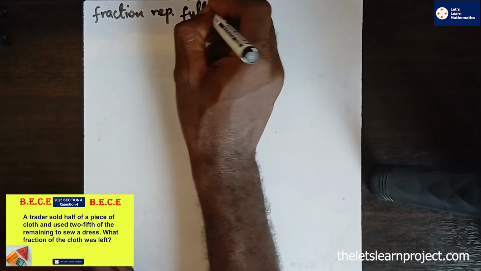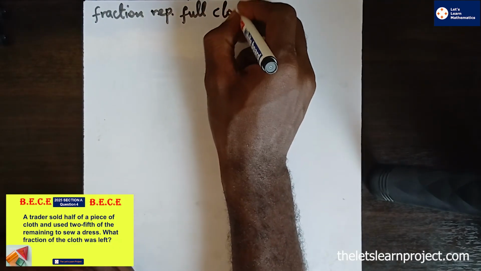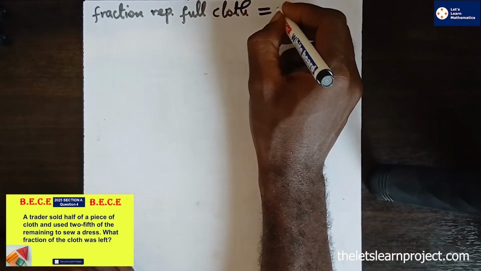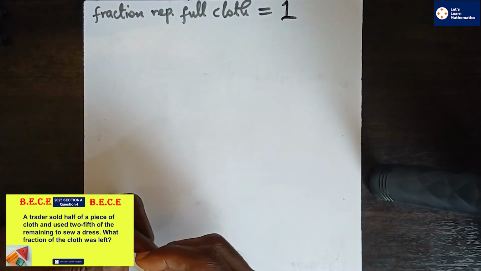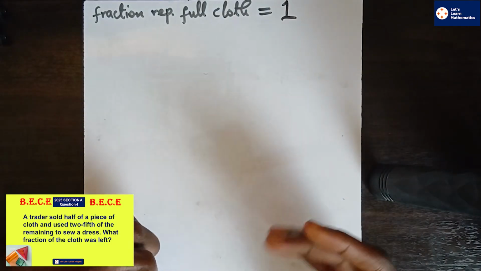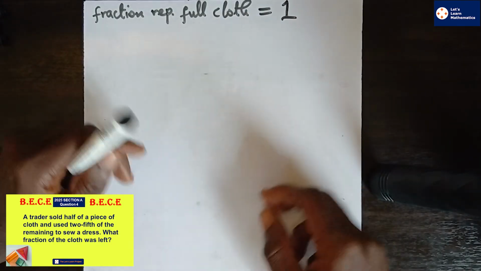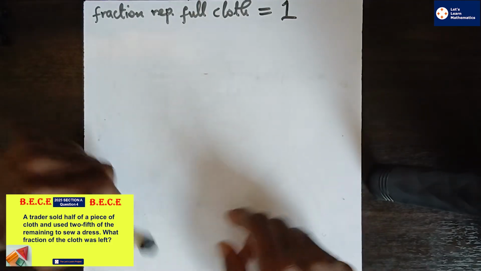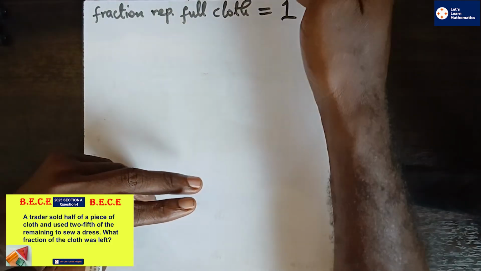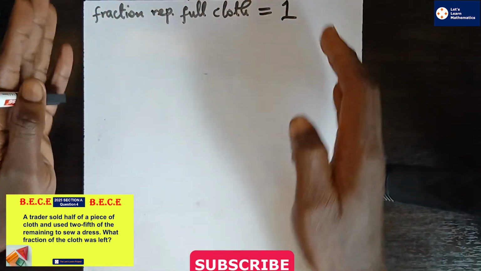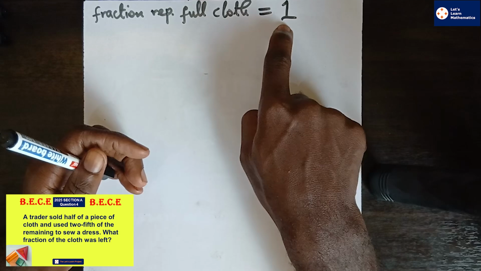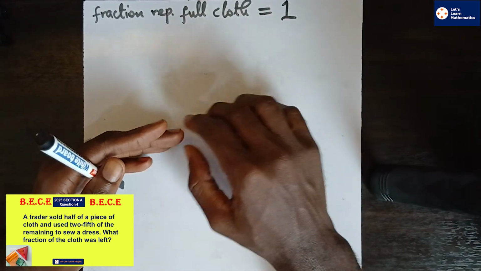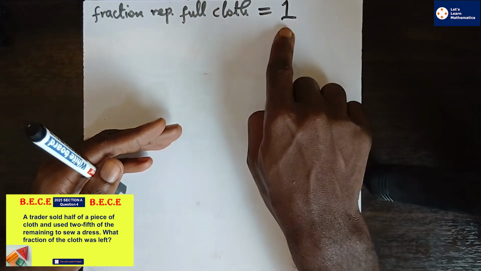full cloth. The fraction representing full cloth is 1. You know that the whole part of the fraction is 1 before we divide that particular item into different portions. So the fraction that we can use to represent the full cloth is 1.